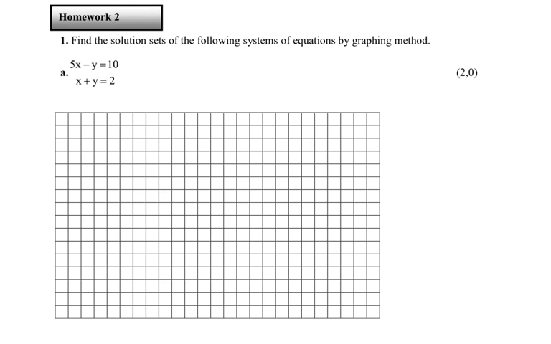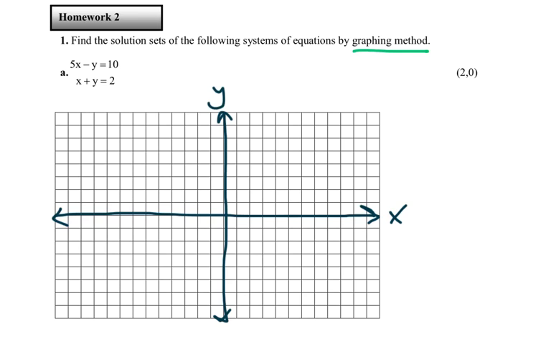Right, in homework 2 we're asked to find the solution sets of systems of equations using a graphical method. So the idea is here we're going to graph both of these two equations. First we'll need to have an xy axis, so you'll need to draw that along the lines here. Have the arrows at the end just to show that these do go forever, and correctly label them x on the horizontal, y on the vertical.